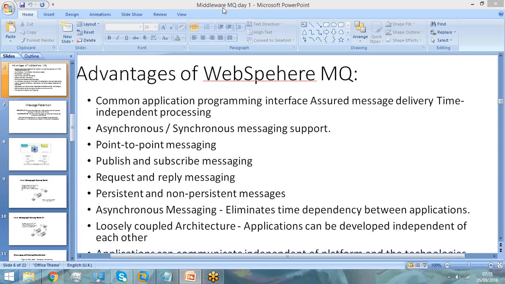You can also use MQ software to have point-to-point communication. What is point-to-point? Suppose Citibank is communicating with HSBC. That is Citi to HSBC only. That is a point-to-point communication. One sender, one receiver. One sending application, one receiving application. That is point-to-point communication.